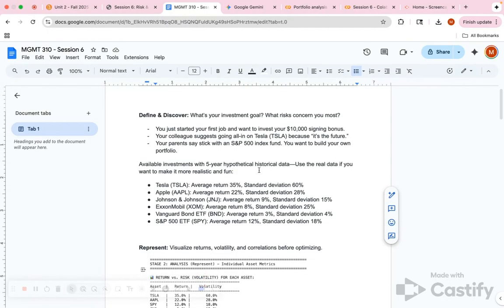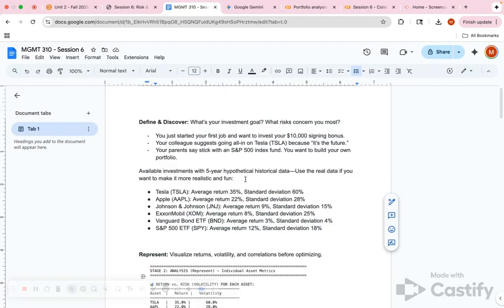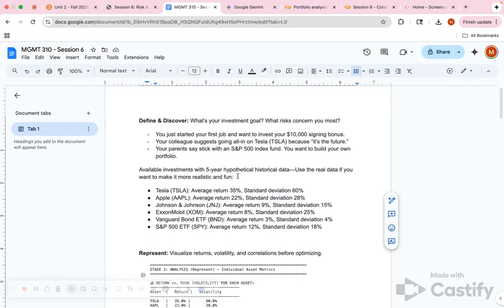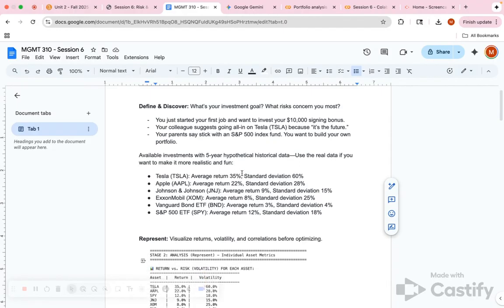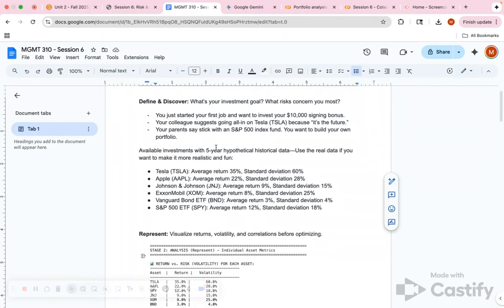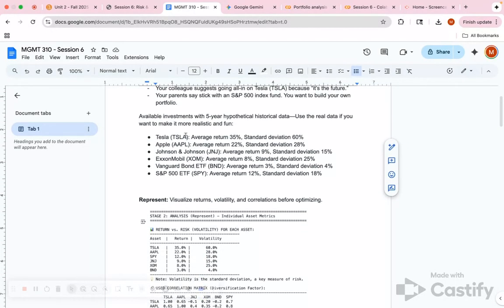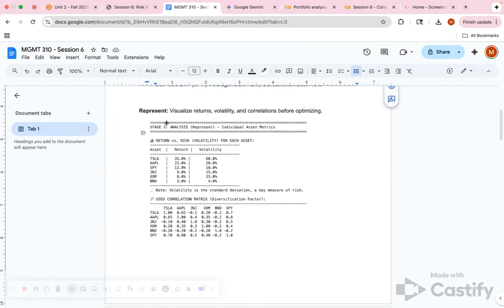So our goal is just to have a high Sharpe ratio. Basically, that just means that your risk and your return don't outweigh each other. You want the return to be worth the risk. The risk that concerns you the most is volatility, and Tesla is known to be kind of an up and down company, so we'll think of that as we go through it. We have the standard deviations and returns in this hypothetical. The average return would be 35% and standard deviation 60%, which is the volatility, a good measure of risk. So let's go down to the represent stage.